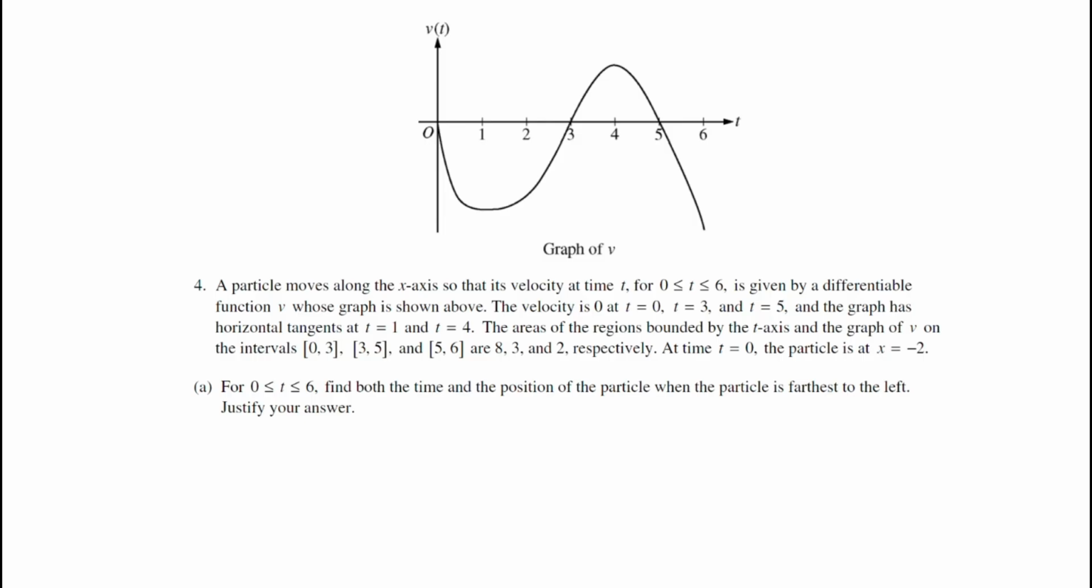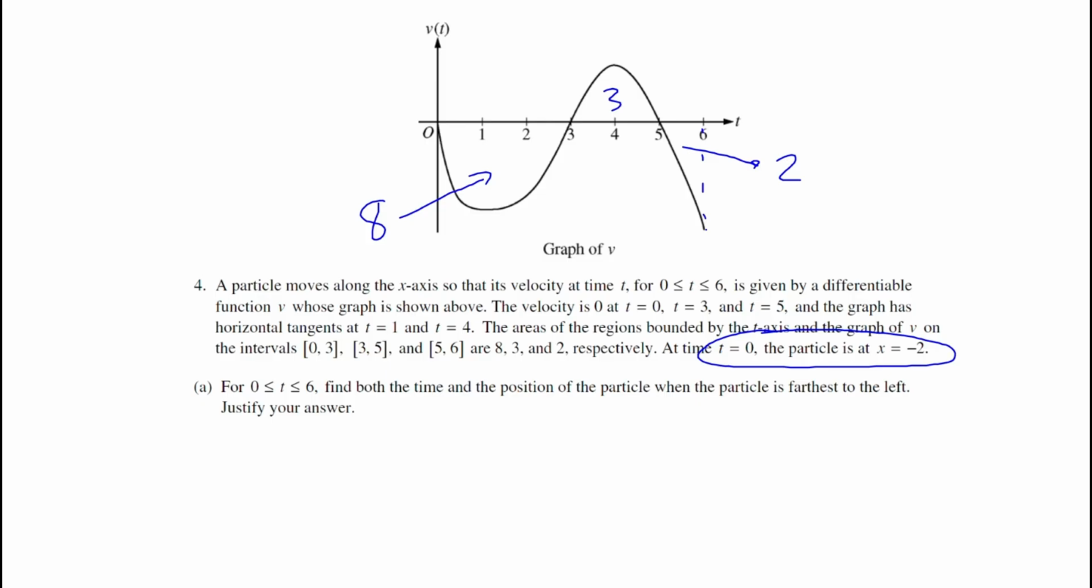It also gives us the area of the regions bounded by the t-axis as 8, 3, and 2. So I'm going to just note each of those. That's 8, that's 3, and that is 2. So it's a bit of a combo of a graph FRQ with a motion FRQ here. And we also know that at t equals 0, the particle has an initial position of x equals -2.